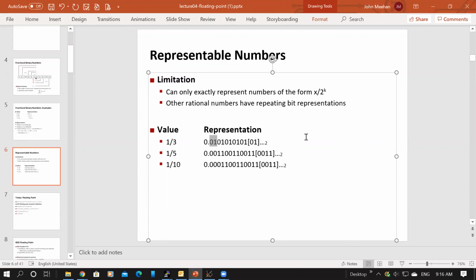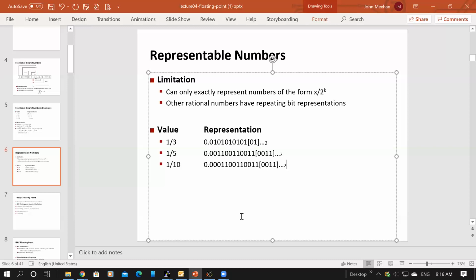And so a fifth shakes out to this thing, this 0011 endlessly repeating. A tenth, which is just point one in decimal notation, right? You can't quite represent that exactly in binary. So you end up with 000110011001 and then you have 0011 that repeats endlessly after that, right?